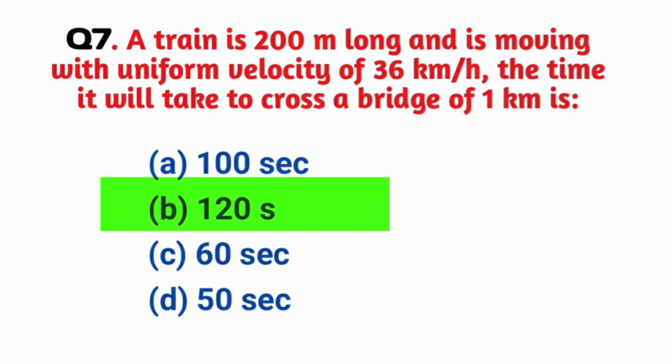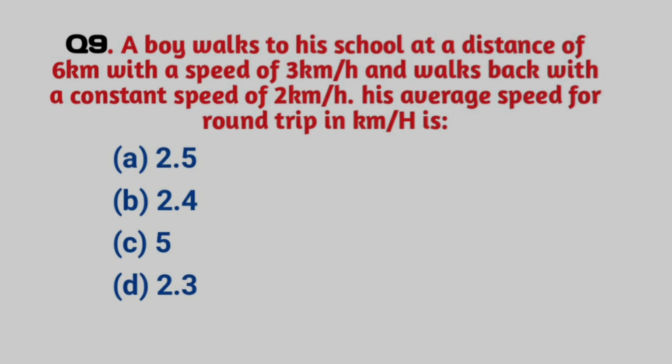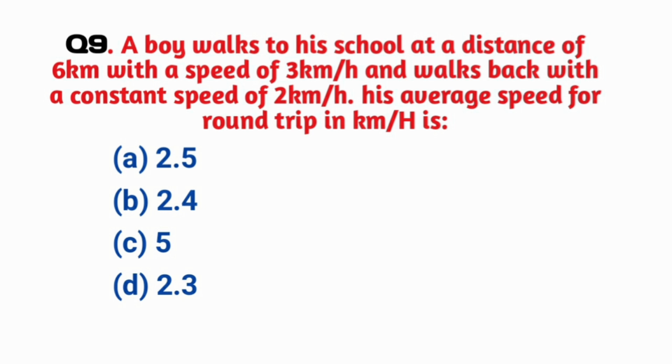Option B is correct. A man walks for some time with velocity v due east. Then he walks for same time with velocity v due north. The average velocity for the man is. Option B is correct. A boy walks to his school at a distance of 6 kilometers with a speed of 3 kilometers per hour and walks back with a constant speed of 2 kilometers per hour. His average speed for round trip in kilometers per hour is.